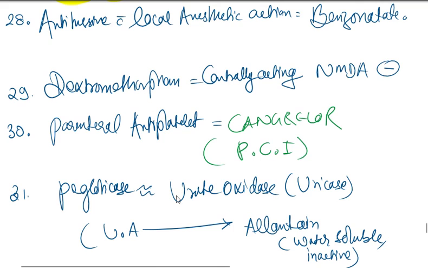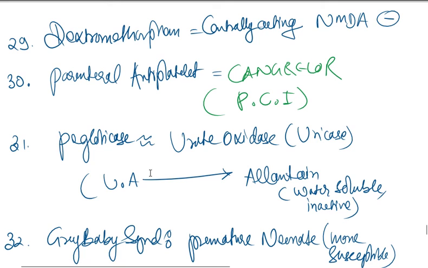Okay, next one. Antitussive with local anesthetic action is benzonatate. Next one, dextromethorphan. This is a centrally acting NMDA receptor antagonist.